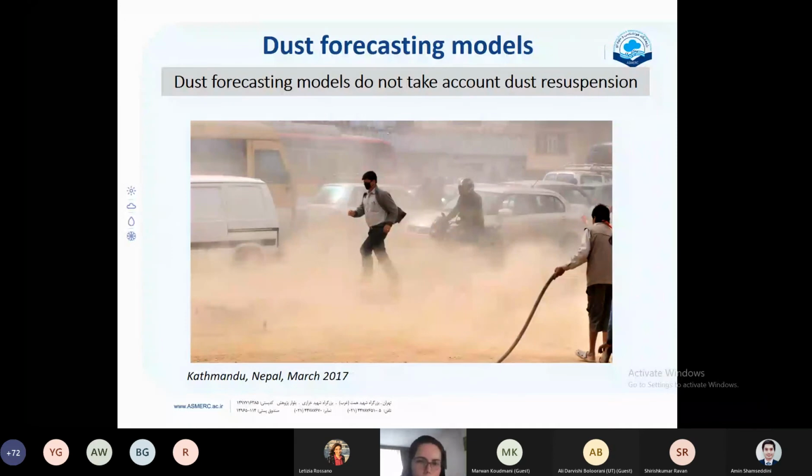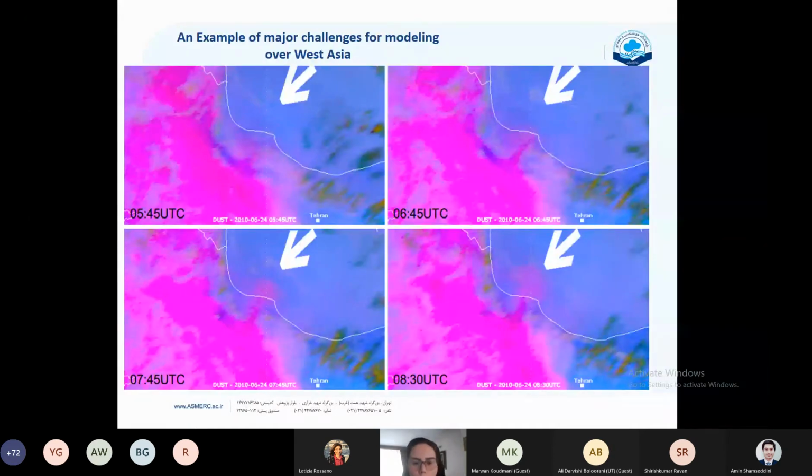As you may consider, the dust forecasting models do not take into account dust resuspension, and there are some major challenges for modeling over West Asia. This is another example of MSG, and you can see by this arrow, this is the Manjil gap, a very convergent topography at micro scale. These micro-scale convergent topographies located in our region are most of the time missed by the regional model, and it affects the sensitivity of the outline of the region.